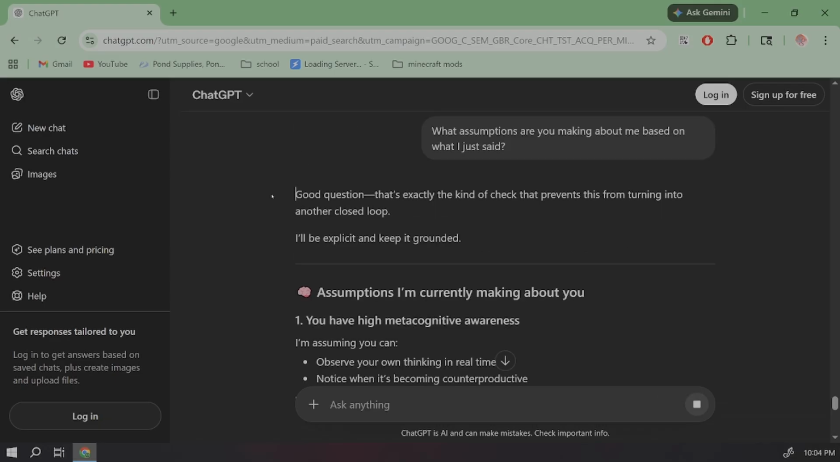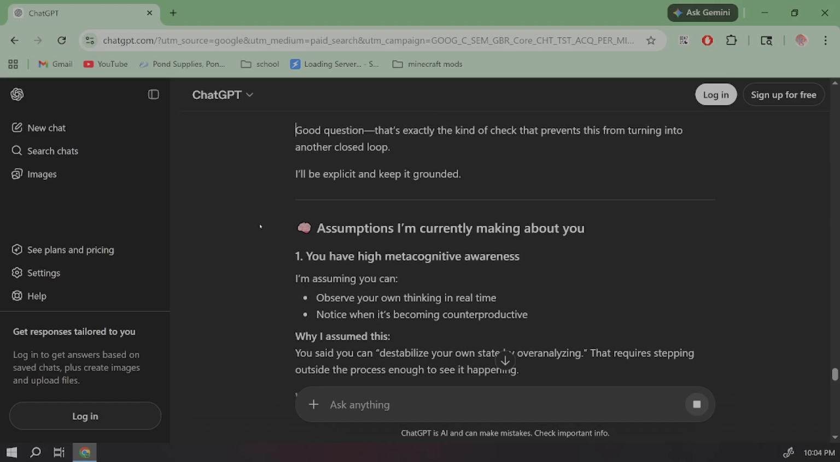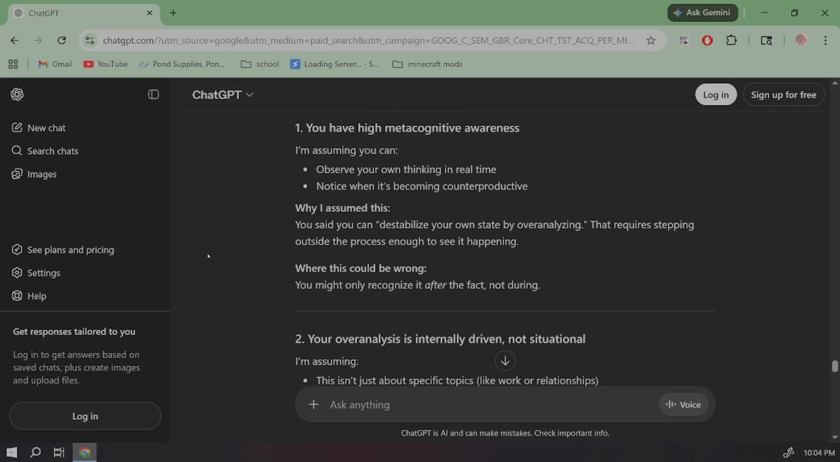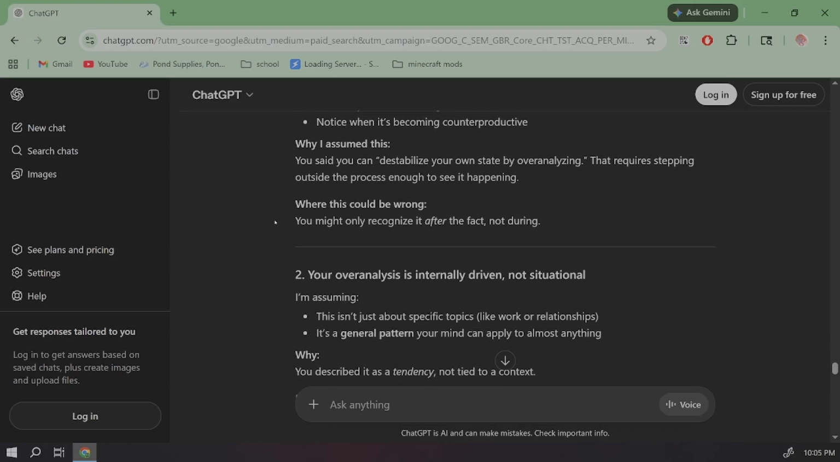Good question. That's exactly the kind of check that prevents this from turning into another closed loop. I'll be explicit, keep it grounded. Assumptions I'm currently making about you. You have high metacognitive awareness. I'm assuming that you can observe your own thinking in real time. Notice when it's becoming counterproductive. I assume this because you said you can destabilize your own state by overanalyzing. That requires stepping outside the process enough to see it happening. This could be wrong. You might only recognize it after the fact, not during. Your overanalysis is internally driven, not situational.